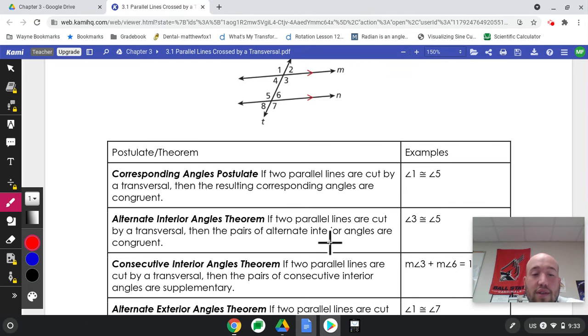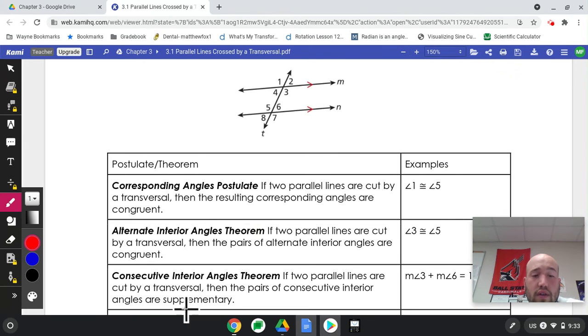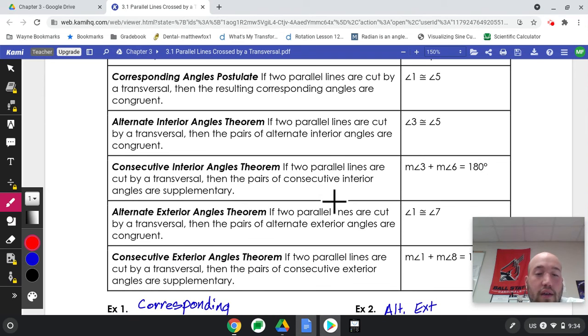Alternate interior angles. If two lines cut by a transversal are parallel, the alternate interior angles are also congruent. So 4 and 6, congruent. 3 and 5, congruent. Now, the consecutive interior angles, like 3 and 6 or 4 and 5, are not congruent. If the two lines are parallel, they will be supplementary. Supplementary, we know, means add up to 180.